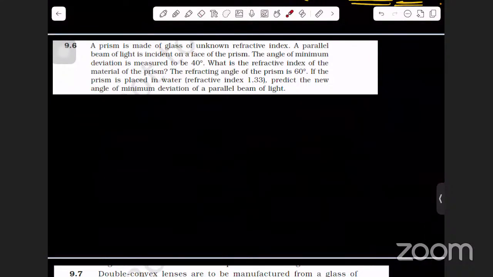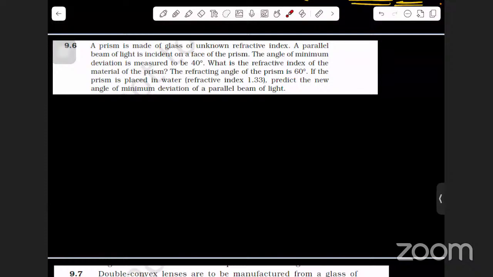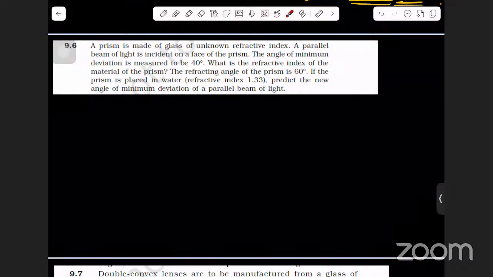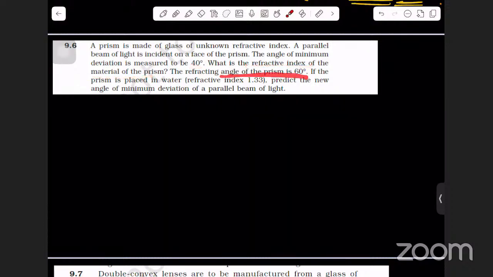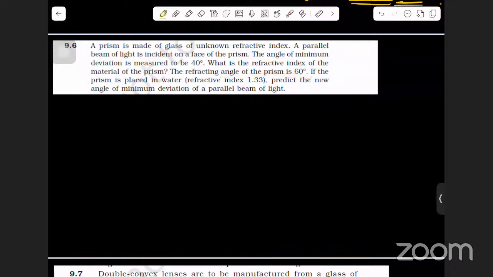The next question says, a prism is made up of glass of unknown refractive index, right? A parallel beam of light is incident on the face of the prism. The angle of minimum deviation is measured to be 40 degrees. What is the refractive index of the material of the prism? The angle of the prism is 60 degrees, right?